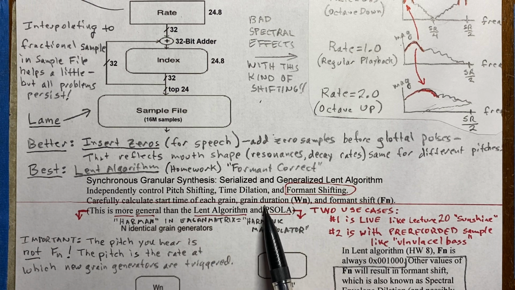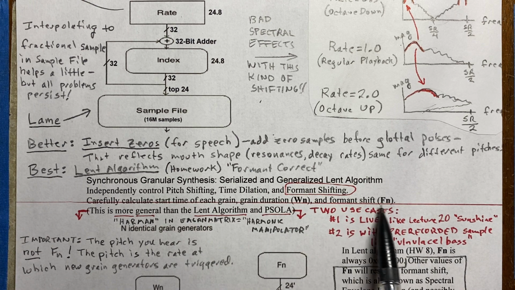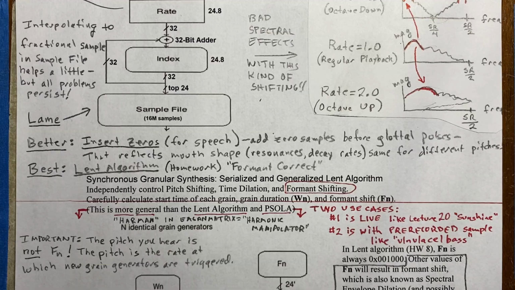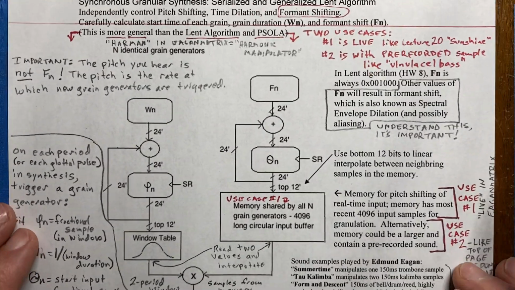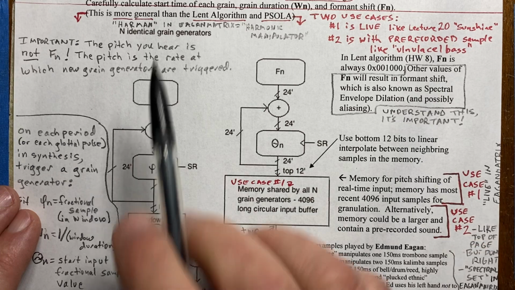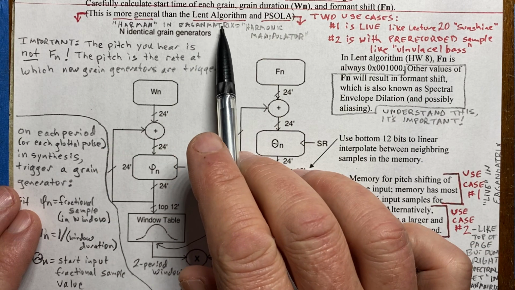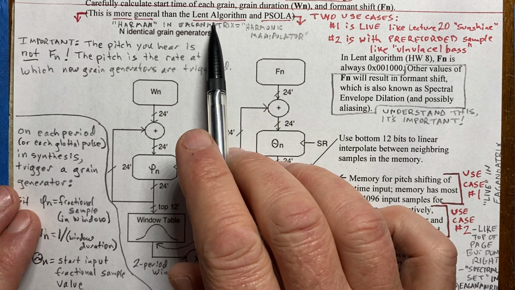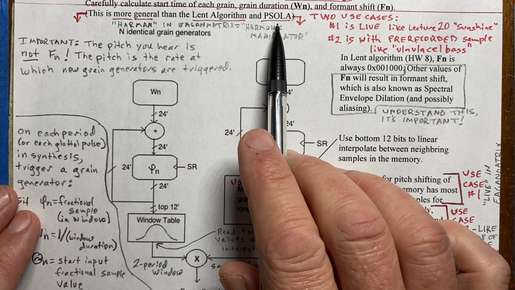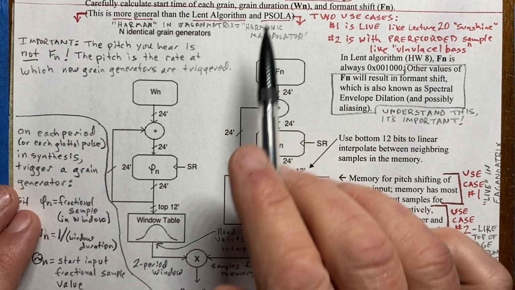You carefully do the grain duration, and you carefully do a formant shift. Only a little bit of formant shift, but you can do formant shift. So just to clarify here, because some of you have seen, it's more general than the Lent algorithm that you're going to be presented. It's not only serialized, but has this formant shifting and a few other features. Also, it's more general than SOLA, if you've seen that in other classes.